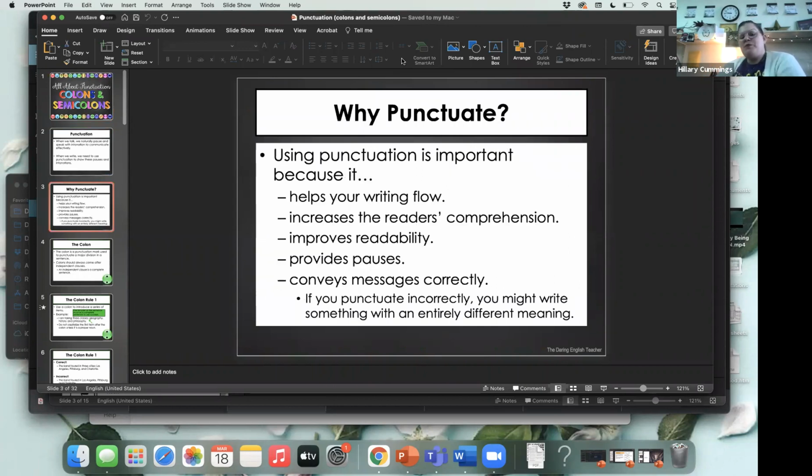So why is it important? It helps your writing flow. It increases the reader's comprehension. It improves readability. It provides pauses, and it conveys messages correctly. If you punctuate incorrectly, you might write something with an entirely different meaning, and we don't want to do that.